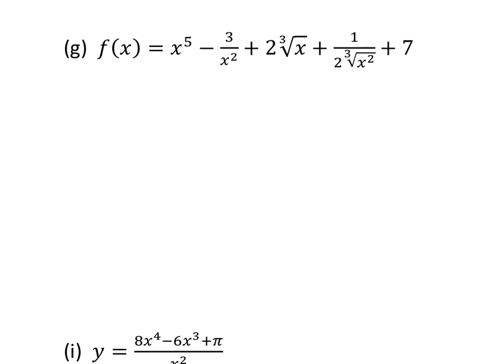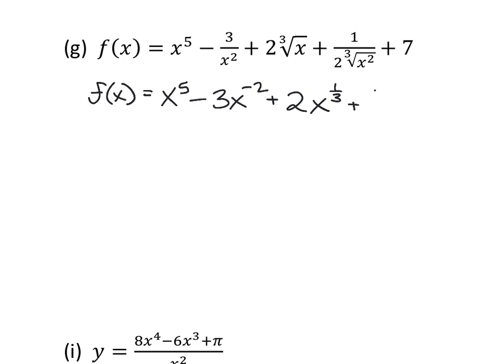So to get you started, if the algebra is what's messing you up, f of x is the same. It's rewritten with exponents showing as x to the 5th minus 3x to the negative 2, plus 2 times x to the 1/3, plus 1/2 times x to the negative 2/3, plus 7. Negative because it was in the denominator, 2/3 because of the radical. 2 behind, 3 in front, 2/3. I'll pause again and let you keep going in case that's where we got stuck.